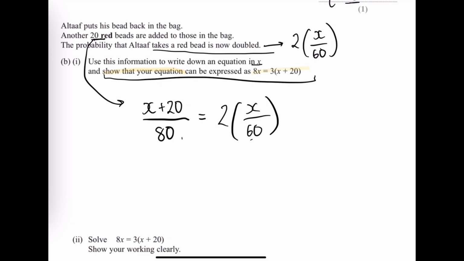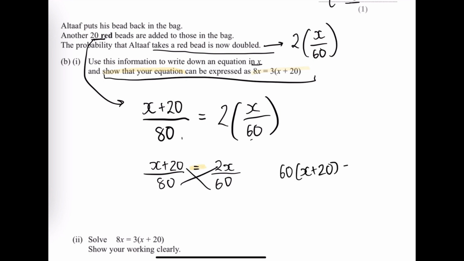So if we start to expand this and simplify it so that it looks better. This is the same as 2x over 60. Here we can cross multiply, we can cross multiply because there's this equals sign. So that's 60 times (x plus 20) equals 160x.